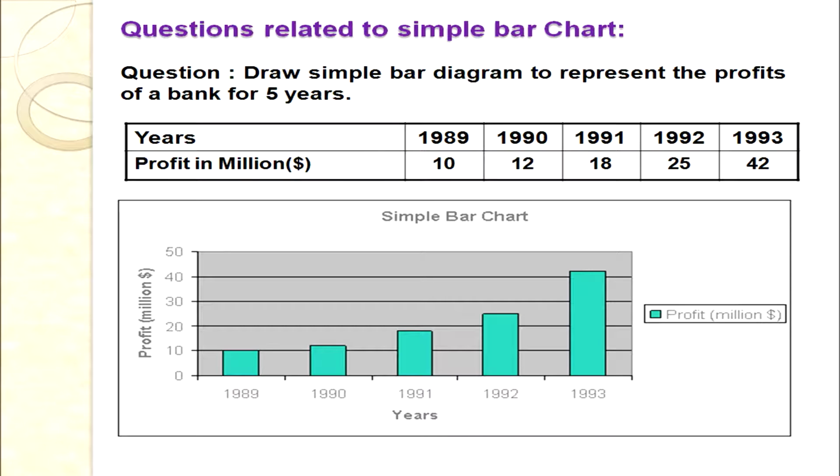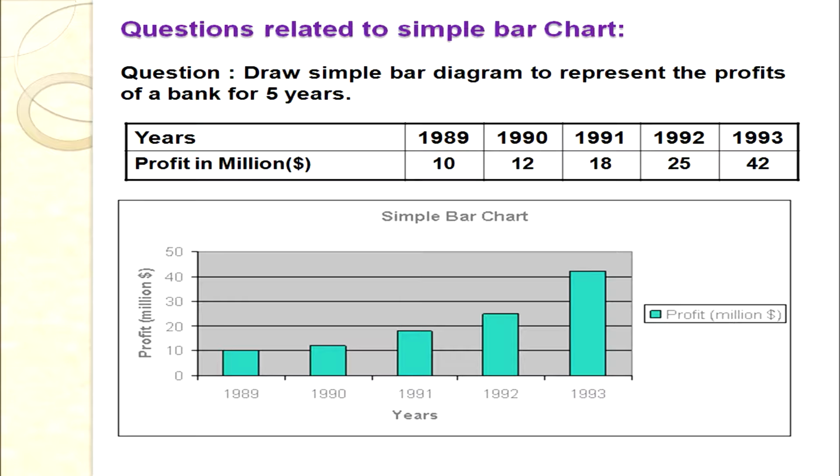Now, the profits. The lengths of the bars are going to change as the profit changes. So, on the y-axis I am writing profit in millions of dollars, and then I am plotting it 0 to 10, 10 to 20, 20 to 30, 30 to 40, 40 to 50. As we can see, the data starts from 10 and ends at 42. The first step for each student is that you must label your diagram first and then draw, otherwise you will forget afterwards.